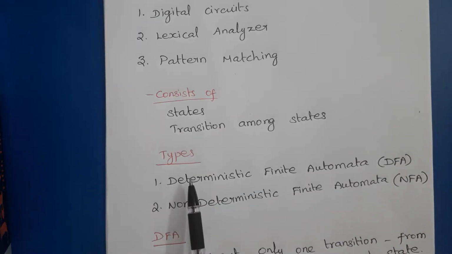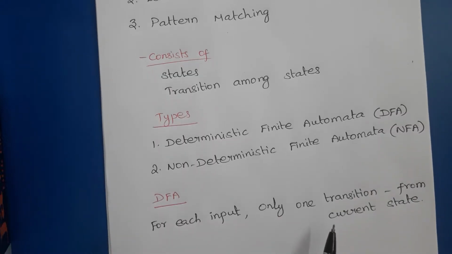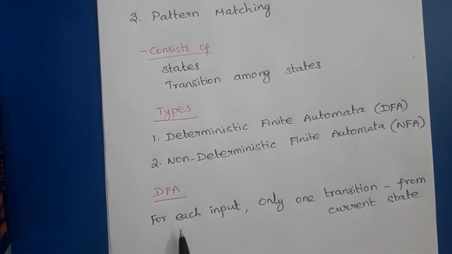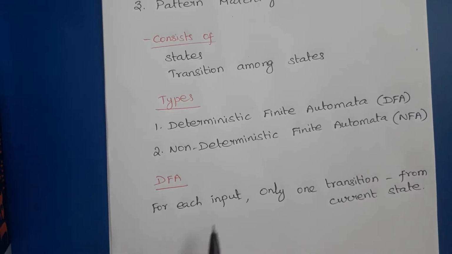There are two types of finite automata: deterministic finite automata, DFA, and non-deterministic finite automata, NFA. So in this video, we are going to discuss DFA and one example. DFA means for each input, only one transition is possible from the current state.